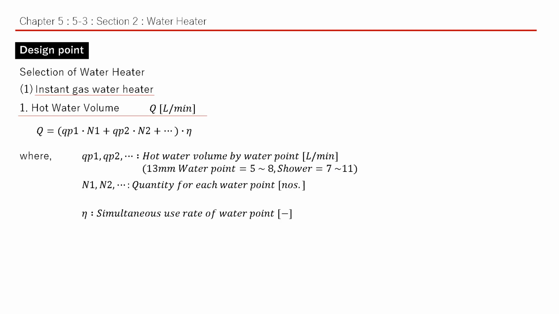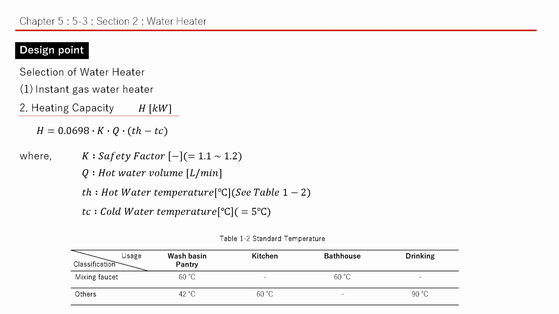Then, let's proceed to how to design and select a water heater. First, we will explain the instant gas type. 1. Calculate hot water volume. As per the formula, we will calculate the required hot water volume from each water point and summarize. Next, use this formula and calculate heating capacity. About TH for hot water temperature, you can see table 1-2 and select the temperature. If the usage is not fixed, you may choose 60 degrees.